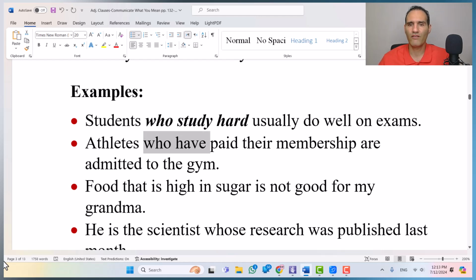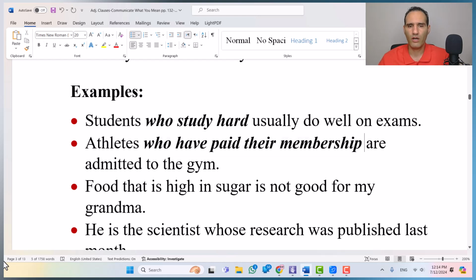Athletes who have paid their membership. Are all athletes admitted to the gym? No, just those who have paid their membership fees. So again, selecting some from a whole.